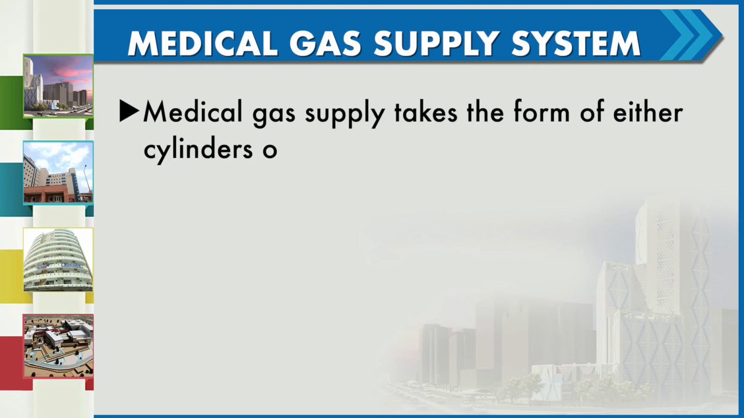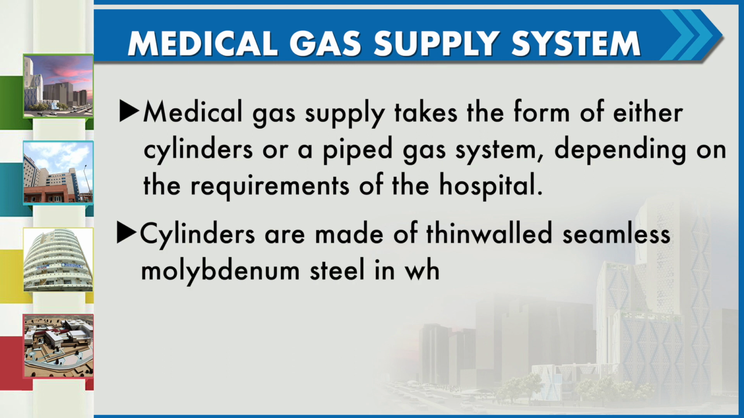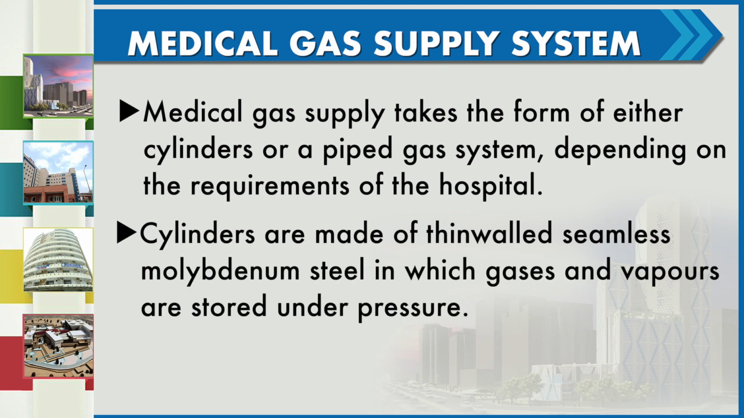A medical gas supply system takes the form of either cylinders or piped gas system depending on the requirement of the hospital. We now discuss the first type, that is cylinders. These are made of thin-walled seamless molybdenum steel in which gases and vapors are stored under pressure.